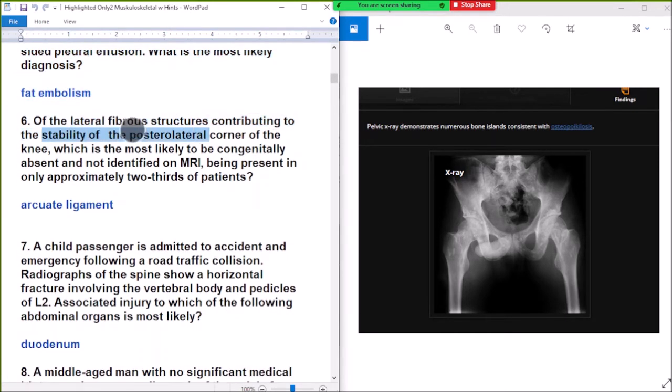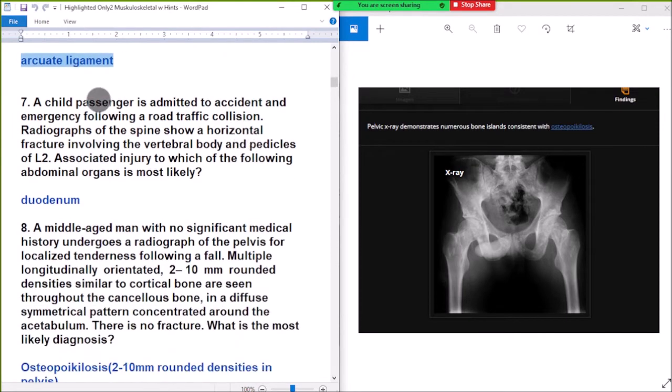Question number 6. Of the lateral fibrous structures contributing to the stability of the posterolateral corner of the knee, which is most likely to be congenitally absent and not identified on MRI, being present in only approximately 2/3 of patients? The answer is the arcuate ligament. Which lateral fibrous structure of the knee is most likely to be congenitally absent? The arcuate ligament.